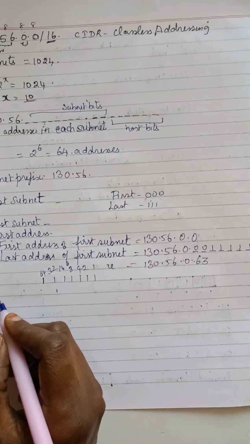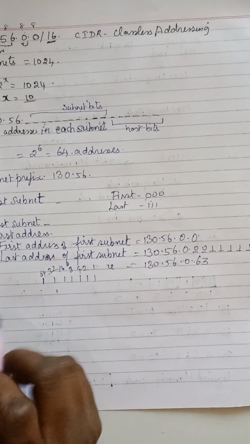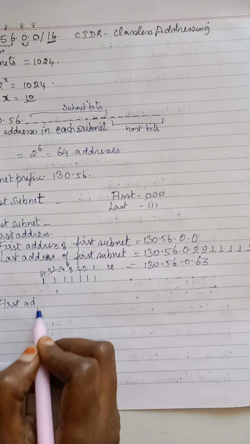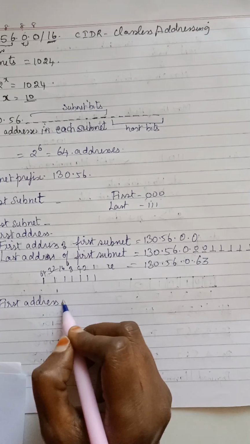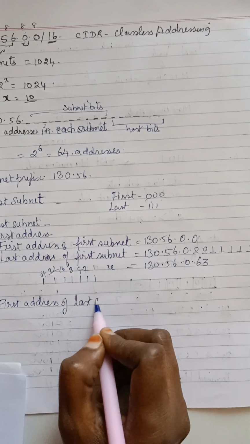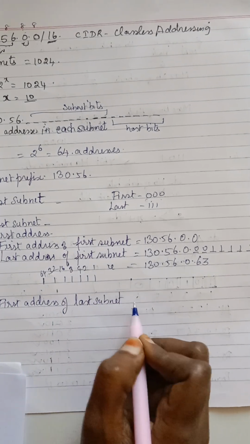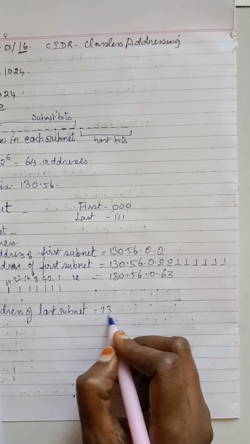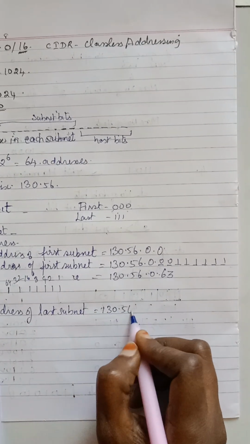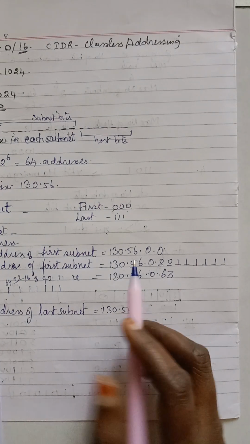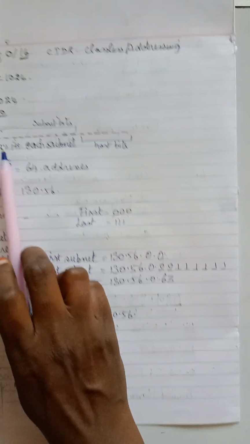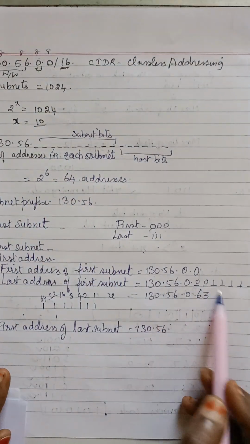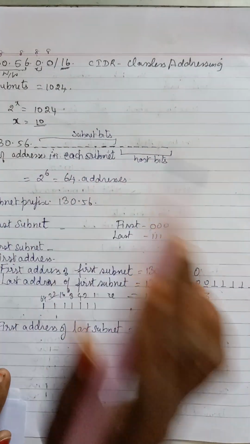Next, we'll find out the first and last address of the last subnet. So first, the address of the last subnet. When it is the last subnet, what will you write? You will write the value as 136, which will remain the same. Now what are the subnet bits here? See, the subnet bits are here. Now we have filled zeros here, now to fill ones.